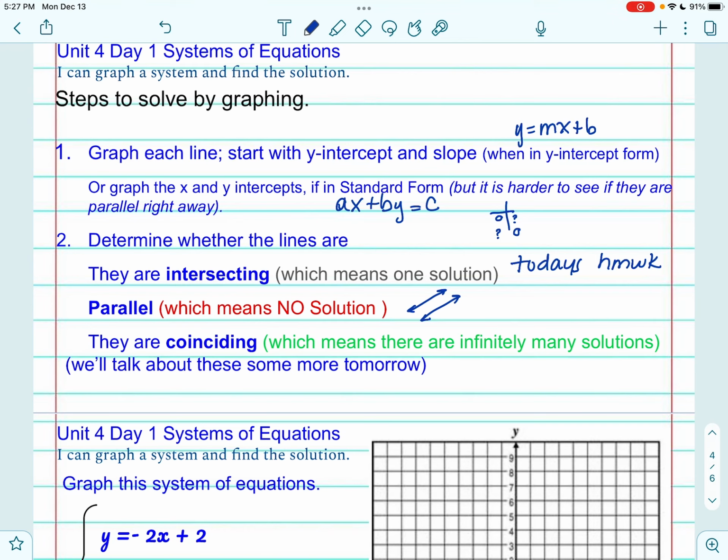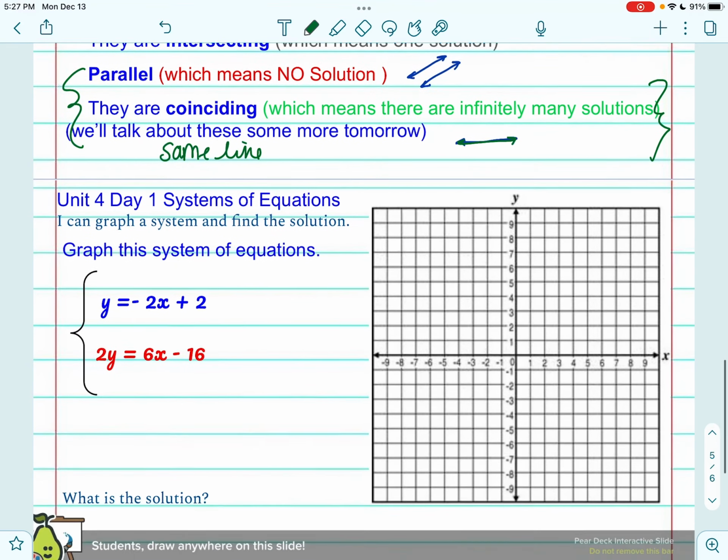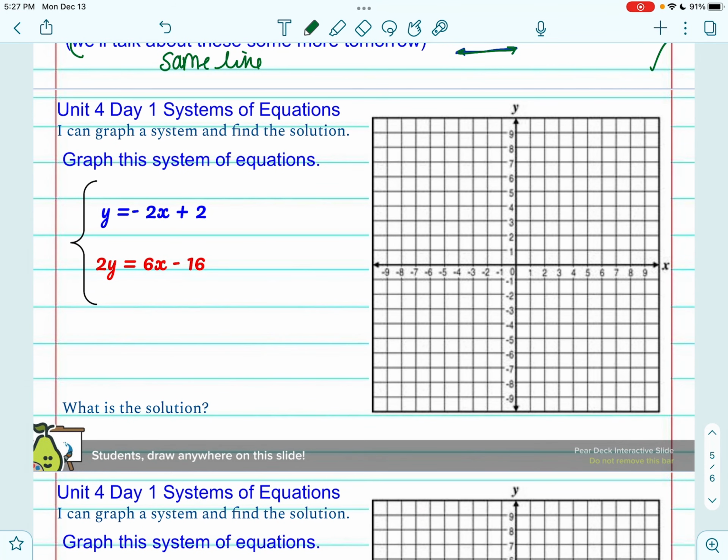Coinciding means there are infinitely many solutions, and that means, and I'm going to use my pencil in two colors, my blue line and my green line, they lie right on top of each other. They are the same line. Okay, so again, these are tomorrow. So today's homework is only intersecting. So let's practice. Let's graph our system of equations.